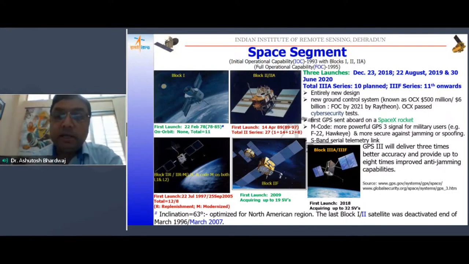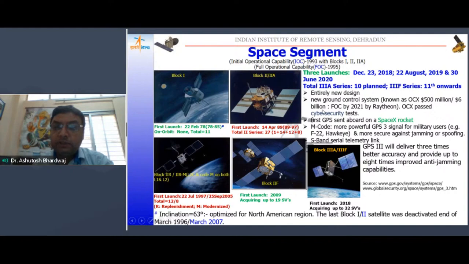So block 3 is the latest system which has been built around the concept of cyber security and defense requirements. It has required a total change of hardware and software. So it is costing the US of the order of $6 billion because of these requirements of the changing times.